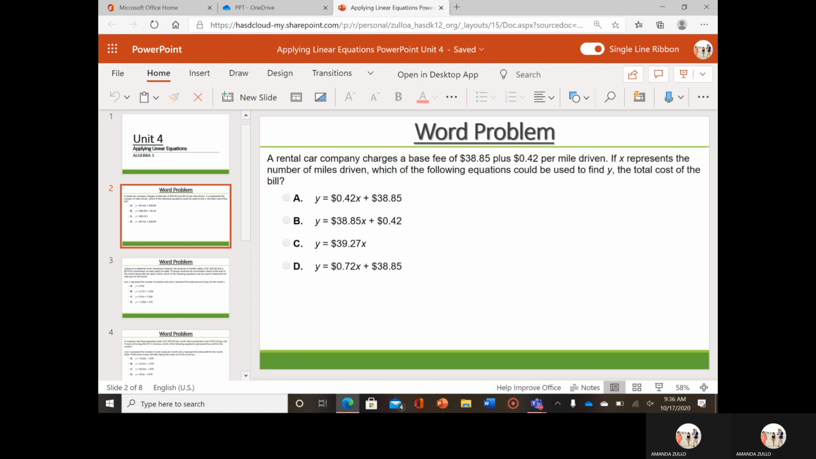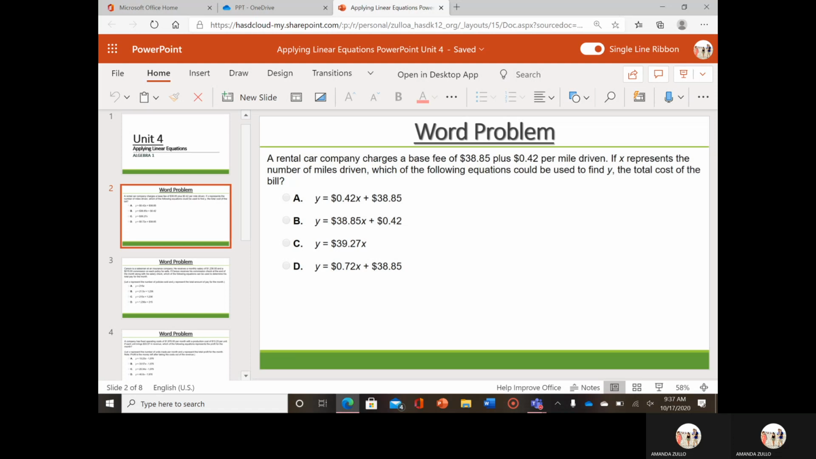So it says a rental car company charges a base fee of $38.85 plus 42 cents per mile driven. If X represents the number of miles driven, which of the following equations could be used to find Y, the total cost of the bill?